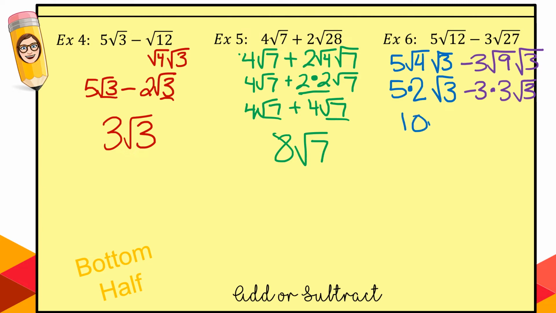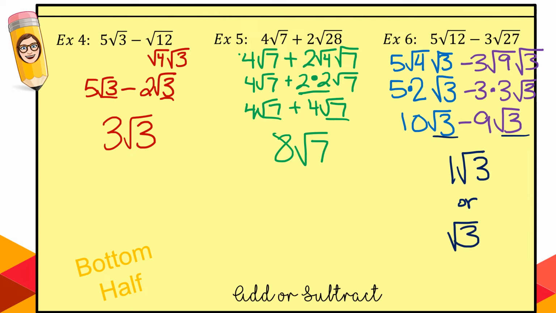5 times 2 is 10. 3 times 3 is 9. There we go. I've got my like radicals. If I have 10 of them and I subtract 9 of them, I have 1 of them. And I would accept with the 1 or without.